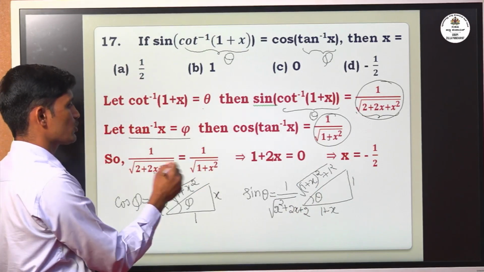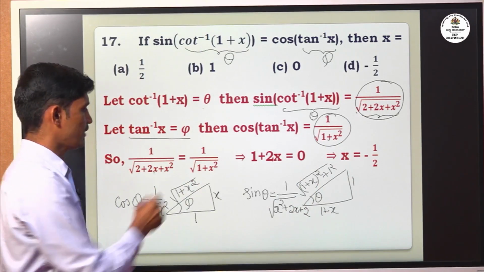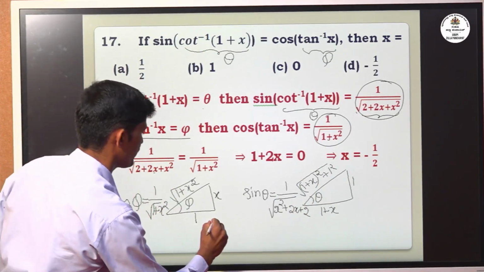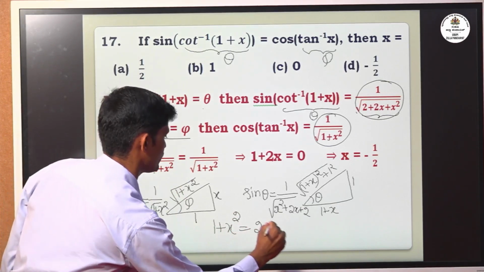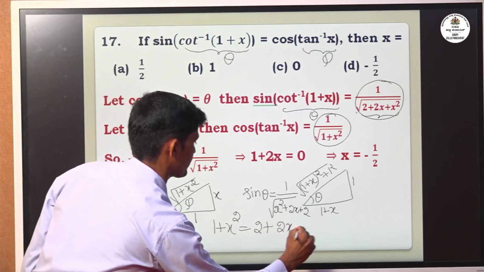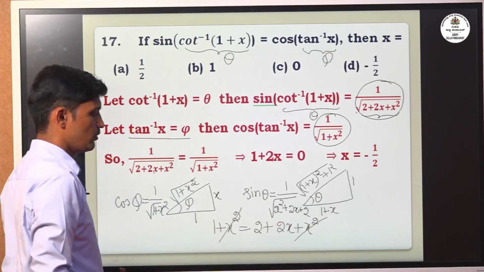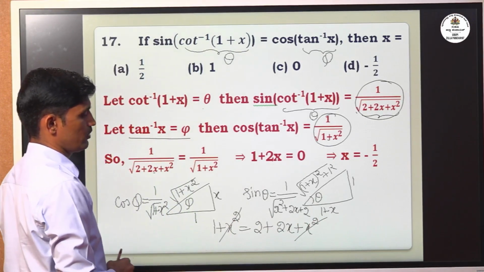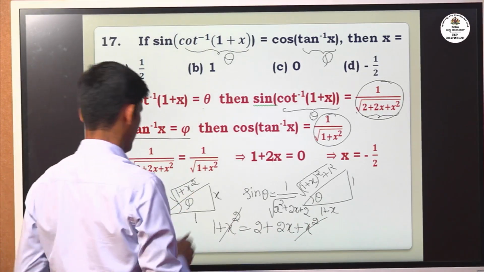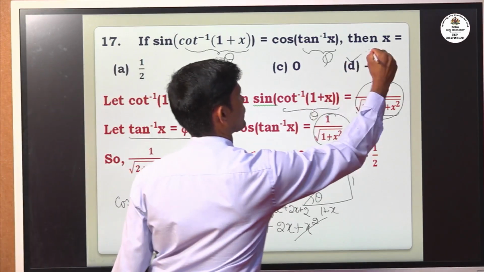On squaring both sides and rearranging them you will get 1 plus 2x equal to 0. Because if we rearrange this, left hand side is 1 plus x square, right hand side is 2 plus 2x plus x square. What happens? x square minus x square is 0. So 2x is equal to minus 1 or x is equal to minus 1 by 2. x is equal to minus 1 by 2, answer D.